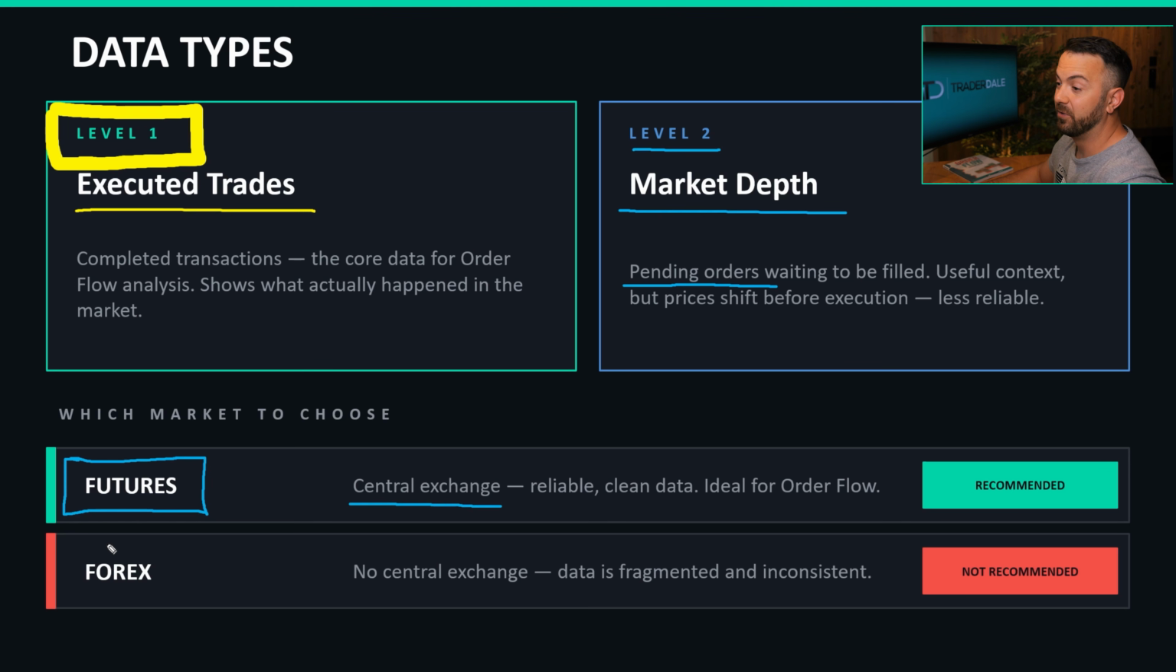If you want to trade forex, then it's not like this. Forex is decentralized. That means that there's no central exchange, right? So every broker can have a bit different data about volumes, about price, and you can't really rely on it 100%. But when you trade with order flow, you really need that accuracy, and for that reason, futures is the better option.